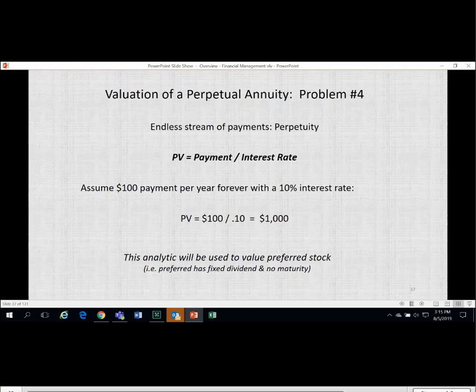Now, this seems like kind of a theoretical thing because forever is really quite a long time, but it's just a mathematical framework. And later on, when we talk about corporations selling stock in order to raise cash, there are actually two types of stock, preferred stock and common stock. Preferred stock is one that has a fixed dollar dividend, $100 a year, and has no maturity date. So theoretically, it never matures. So this type of arithmetic is used to value preferred stock.